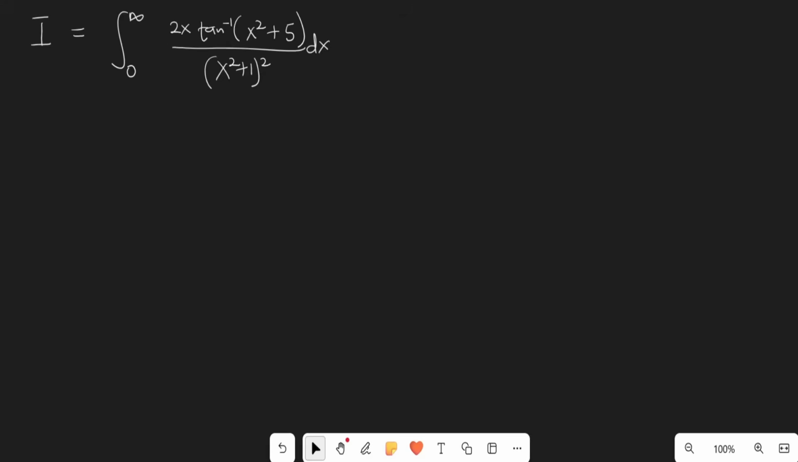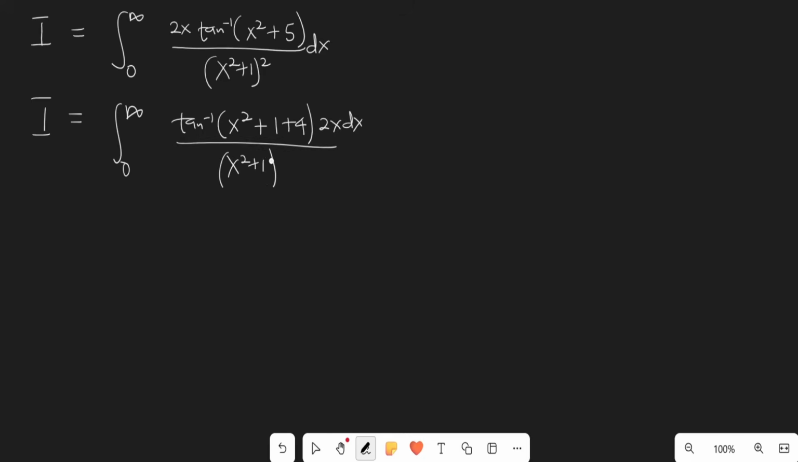Let's start off with this integral by rearranging it. We are going to have I equal to the integral from 0 to infinity of the tan inverse of x squared plus 4, where 5 can be written as 1 plus 4, and then I'm going to bring the 2x here, dx. This is divided by x squared plus 1, all squared.